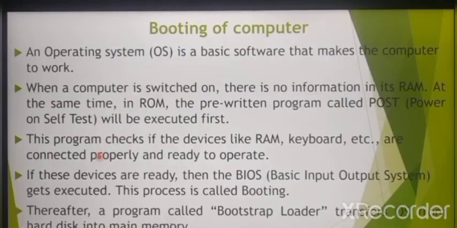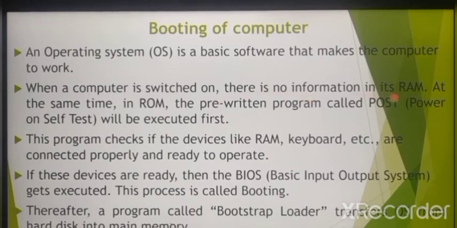Next we can see booting information. An operating system is a basic software that makes the computer work. We must need an operating system to work with the computer hardware components. When the computer is switched on, there is no information in its RAM. RAM means primary storage device.